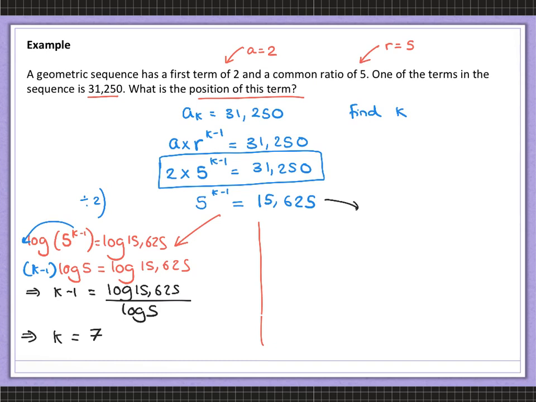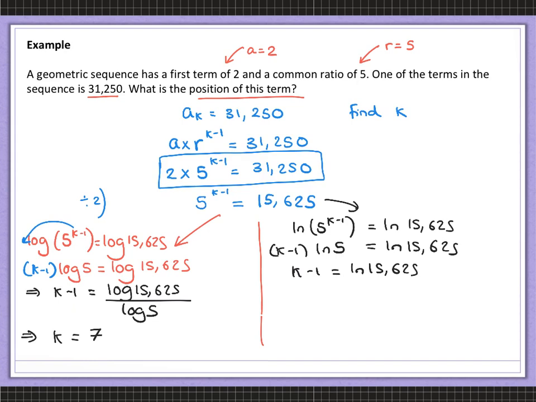Now, having recently looked at the natural log function, we could also solve this equation using ln. I could say that ln of 5 to the k minus 1 equals ln of 15,625. So k minus 1 ln of 5 equals ln 15,625. k minus 1 equals ln 15,625 over ln 5. And then if you work this out on your calculator, you will find again that k is equal to 7.